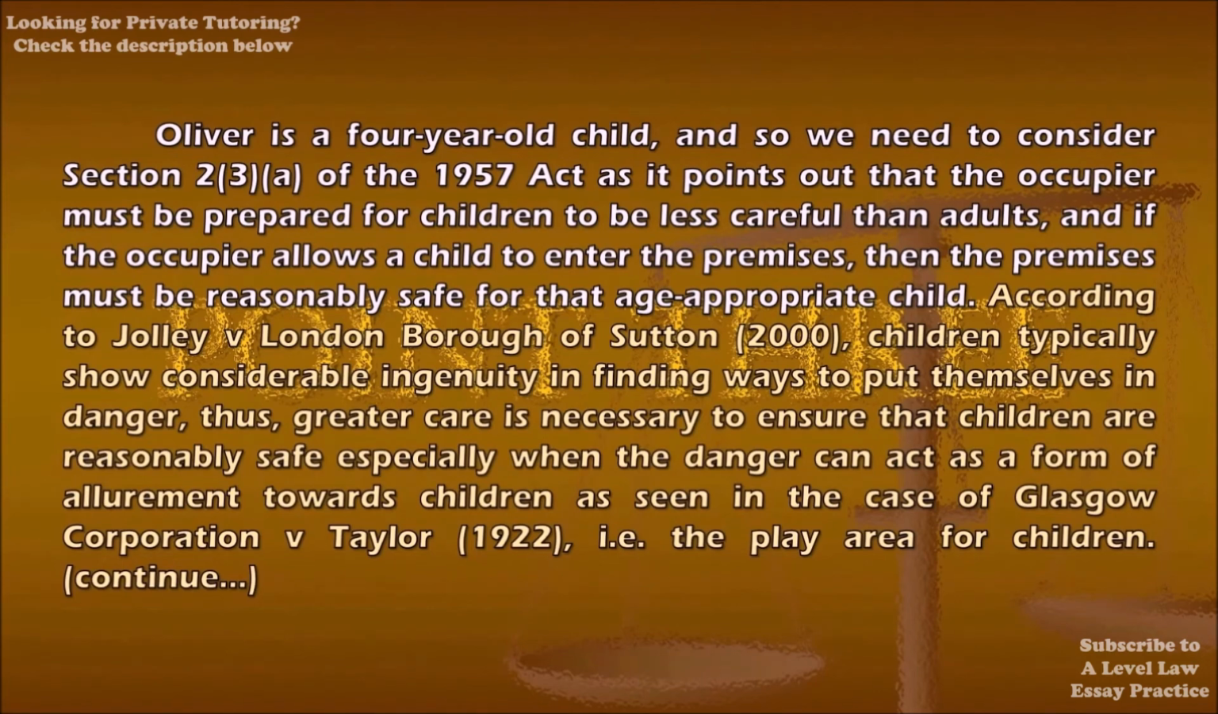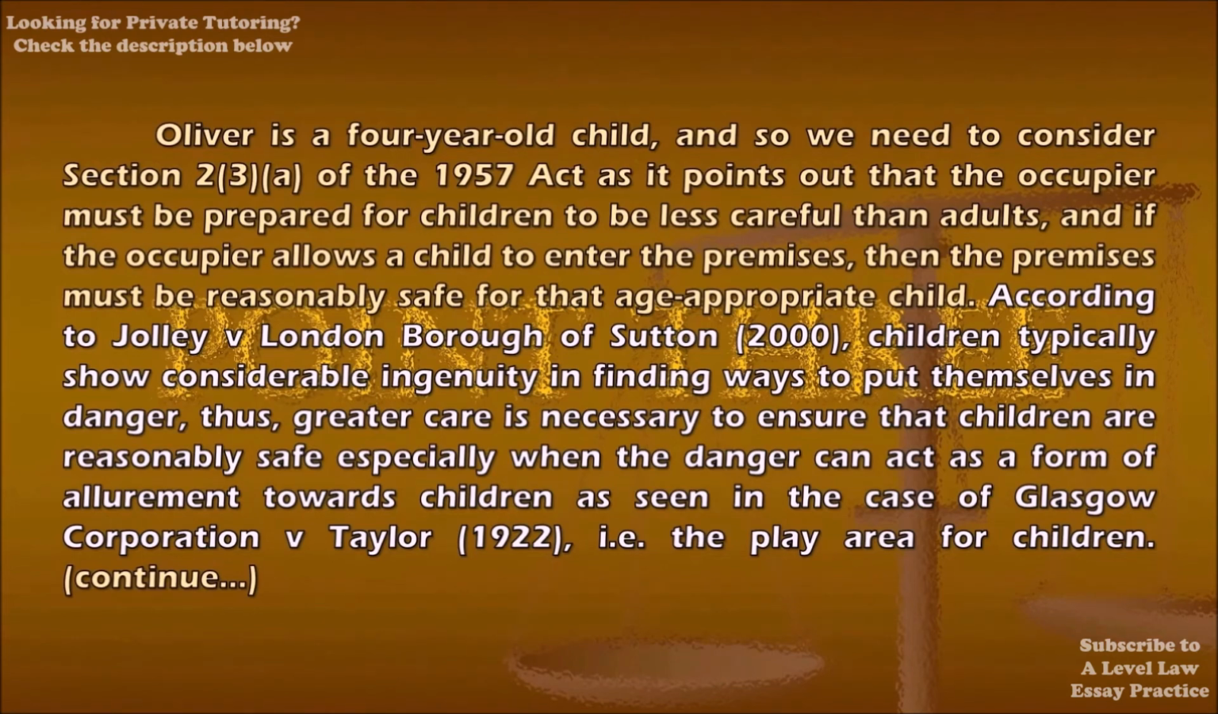Oliver is a 4-year-old child, and so we need to consider Section 2 Sub 3 Sub A of the 1957 Act, as it points out that the occupier must be prepared for children to be less careful than adults, and if the occupier allows a child to enter the premises, then the premises must be reasonably safe for that age-appropriate child. According to Jolly v. London Borough of Sutton 2000, children typically show considerable ingenuity in finding ways to put themselves in danger.